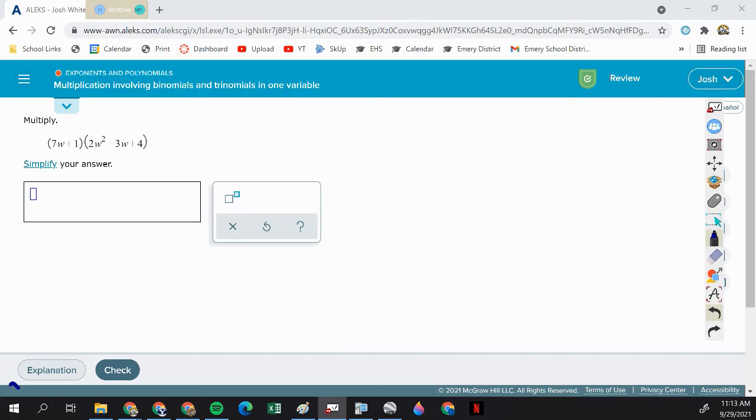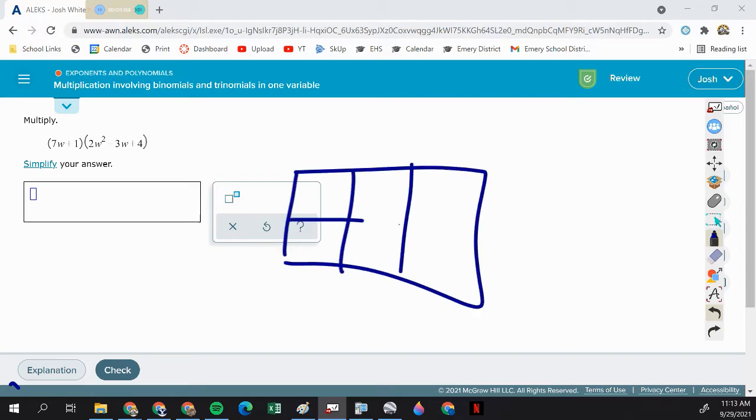Now, you have to use the box today. After today, I don't care what you do. But you need to use the box today because that will help us do the next step, which requires the box. So is this a 2x3 box or a 3x2 box? It doesn't matter. So I put 7w in 1 and 2w squared minus 3w plus 4.